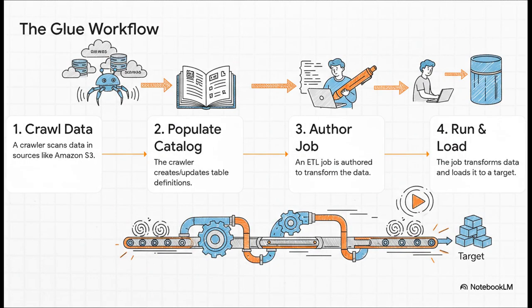So let's put this all together and see the whole workflow in action. It really makes everything click. Step 1, your crawler runs and discovers your data. Step 2, it automatically populates the data catalog with all that useful metadata. Step 3, you build your ETL job and it uses the catalog to understand what it's working with. And finally, step 4, you run the job, it transforms the data and loads it to its final destination. See? It's just this beautiful, seamless, automated pipeline.